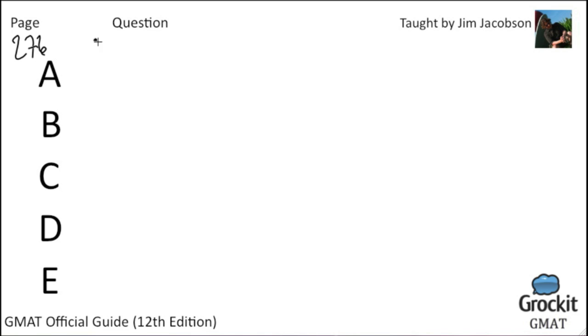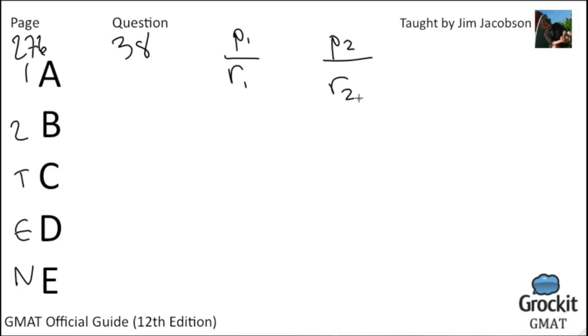Okay, 276, number 38. So if P sub 1 and P sub 2 are the populations, and R sub 1 and R sub 2 are the numbers of representatives of District 1 and District 2, respectively, the ratio of the population to the number of representatives is greater for which of the two districts? So we are comparing P1 over R1 to P2 over R2. And without any further information about these, we can't do anything else. So we have to hit the statements.